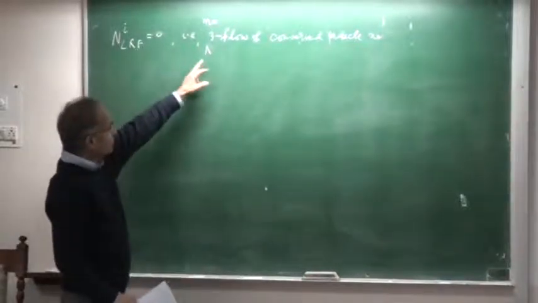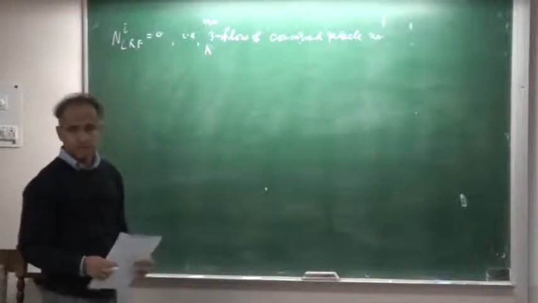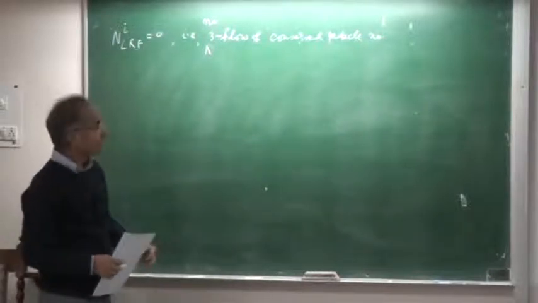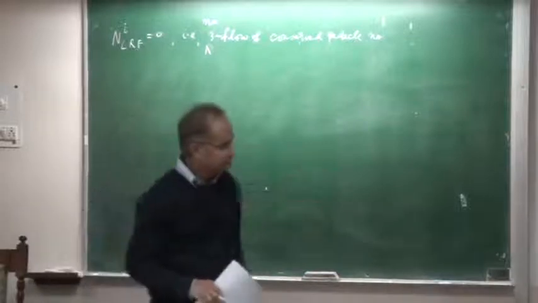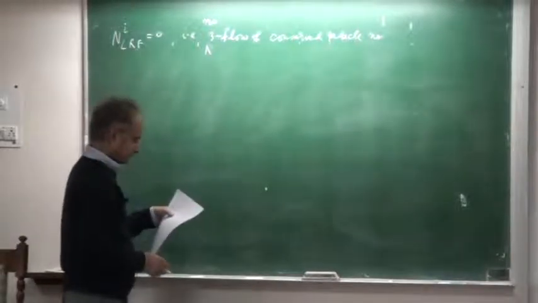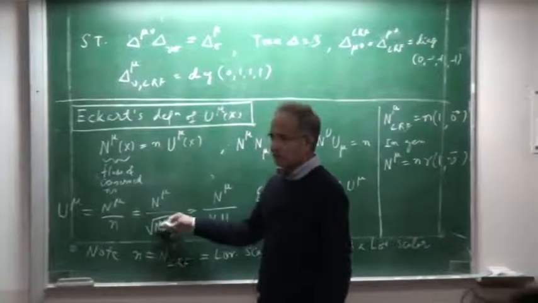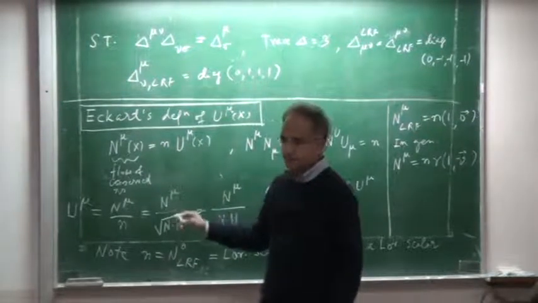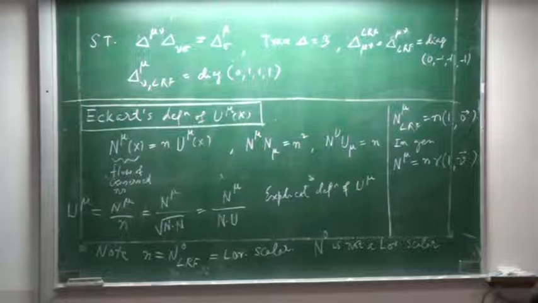In the local rest frame there is no flow of the conserved particle. There is no baryon flow in the local rest frame because N i is 0. You can see that. And this factor is just to ensure that u mu is of unit norm. So this is the normalization factor. Apart from the normalization factor, u mu and n mu are the same in this way of defining u mu.